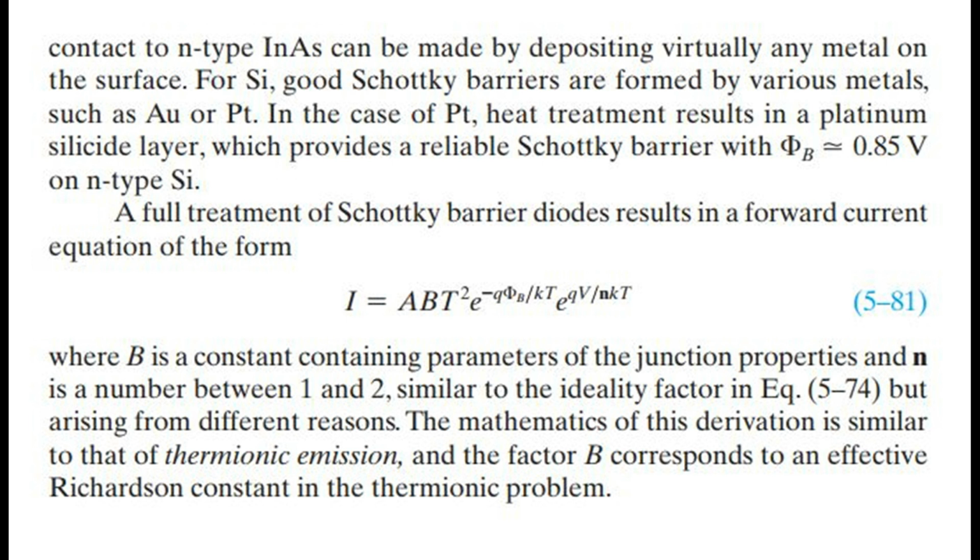A full treatment of Schottky barrier diodes results in a forward current equation of the form where B is a constant containing parameters of the junction properties and n is a number between 1 and 2, similar to the ideality factor in Eq. 5.74, but arising from different reasons. The mathematics of this derivation is similar to that of thermionic emission, and the factor B corresponds to an effective Richardson constant in the thermionic problem.